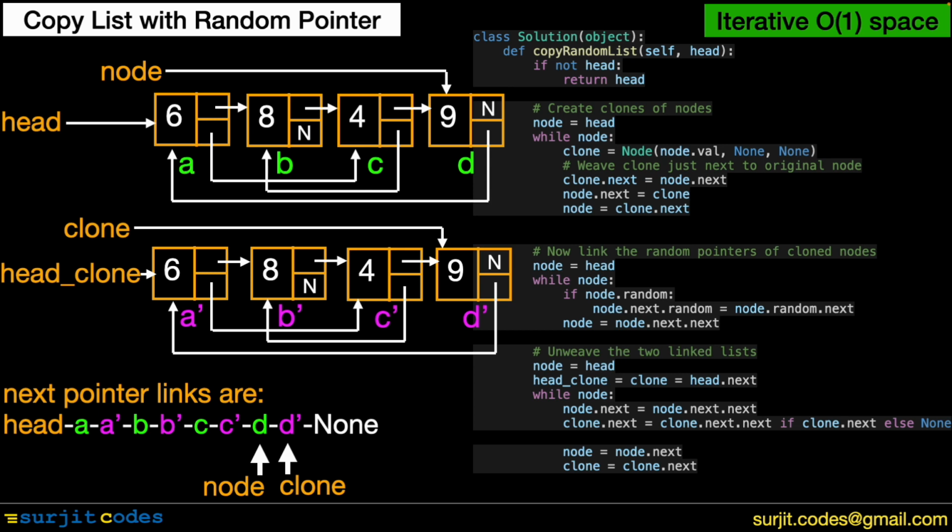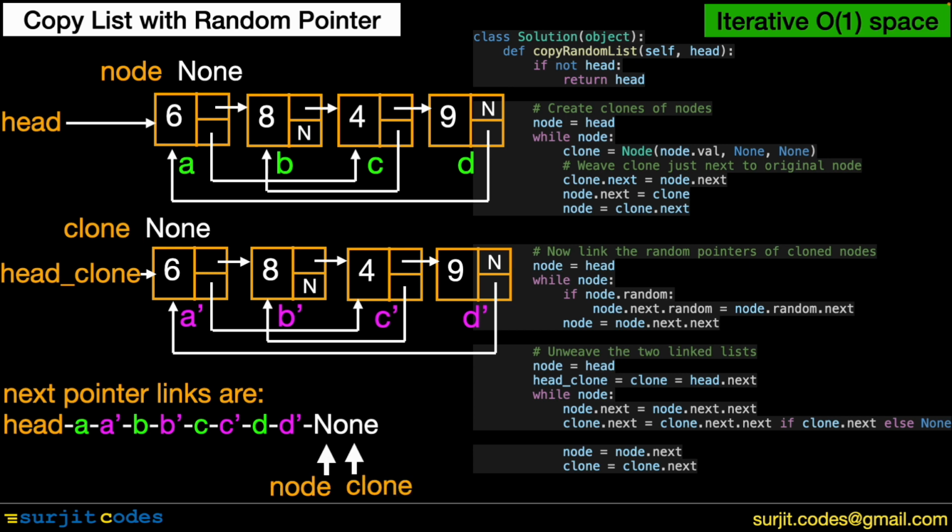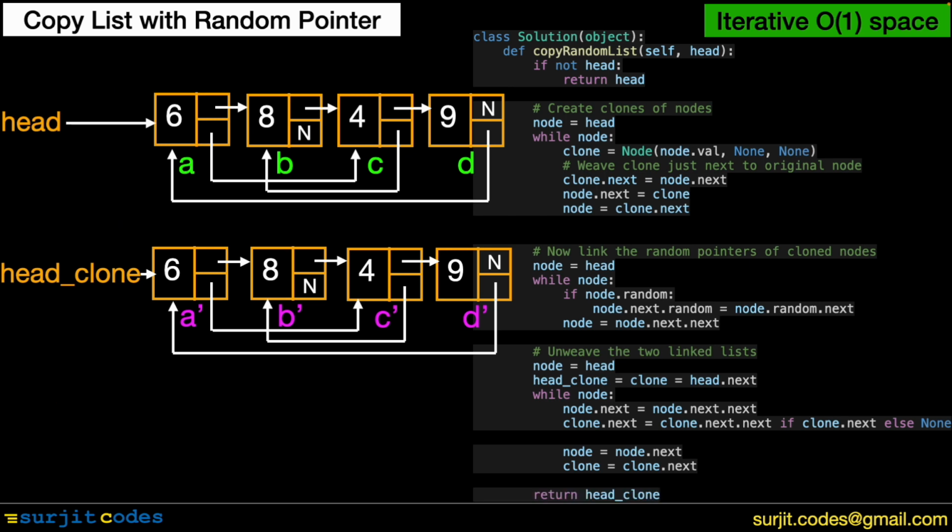In the last iteration, node next is fixed. However, clone next is none, so this assignment is skipped in the last iteration. Finally, node becomes none and the loop terminates. Head clone is returned as the final result.